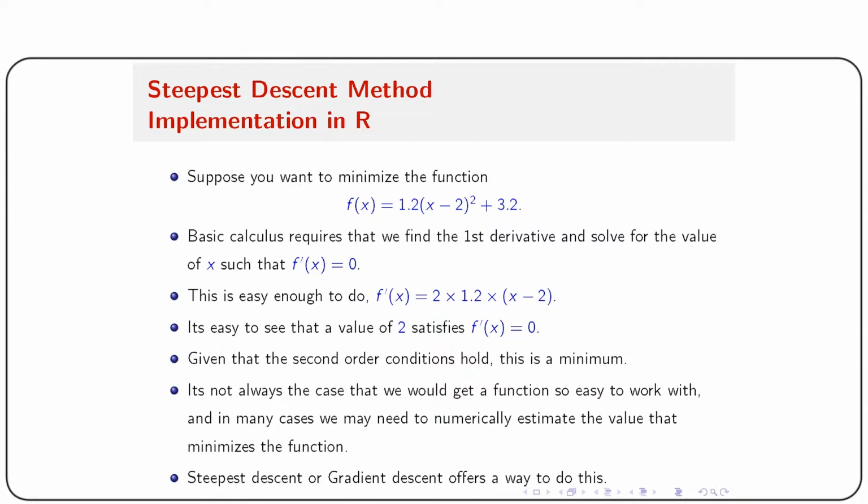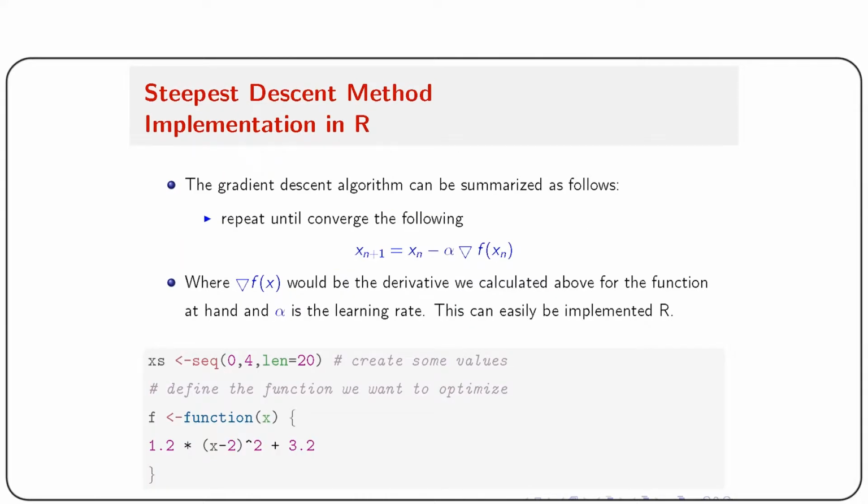It's not always the case that we would get a function so easy to work with, and in many cases we may need to numerically estimate the value that minimizes the function. So steepest descent or gradient descent offers a way to do this. The gradient descent algorithm can be summarized as follows: repeat until convergence x(n+1) = x(n) - alpha * grad f(x(n)), where grad f(x) would be the derivative of the function at hand and alpha is the learning rate.